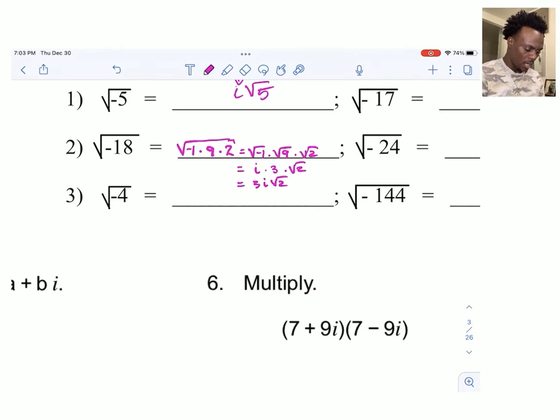So let's see number 3. Number 3 is the square root of -4. We know that 4 is a perfect square, so all we need to do is break it down as square root of -1 times 4, which equals square root of -1 times square root of 4. And then square root of 4 is 2, so you're not going to say i2. It's always going to be the number and then the letter. So 2i.